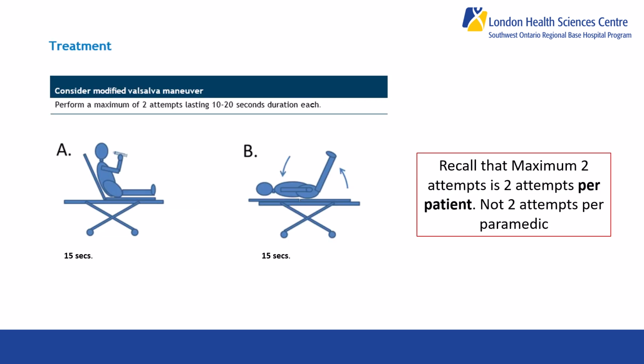Here is the pictorial of the procedure. The patient will be in a seated position, preferably on your stretcher. Paramedics will provide the patient with a clean needle-free 10 cc syringe and instruct them to attempt to push the plunger of the syringe out the other end by forcibly blowing into it. This occurs for 15 seconds. At that 15-second mark, the patient is laid back, flat, and legs are lifted 45 degrees for another 15 seconds.